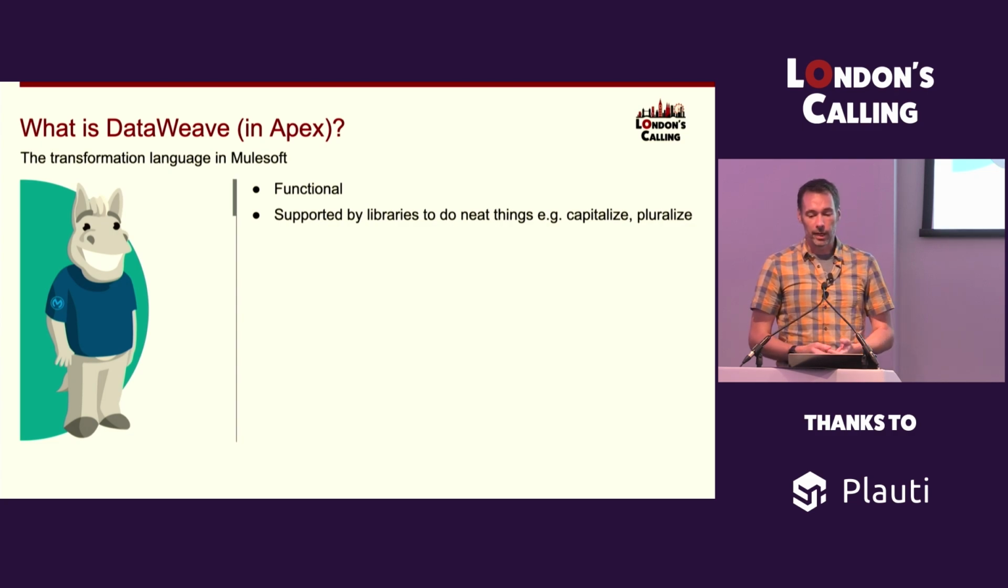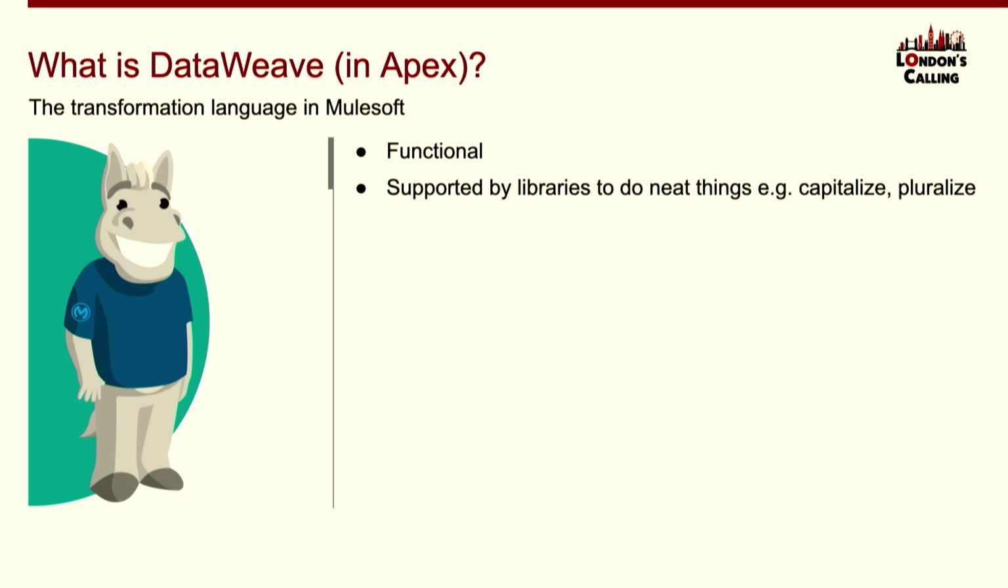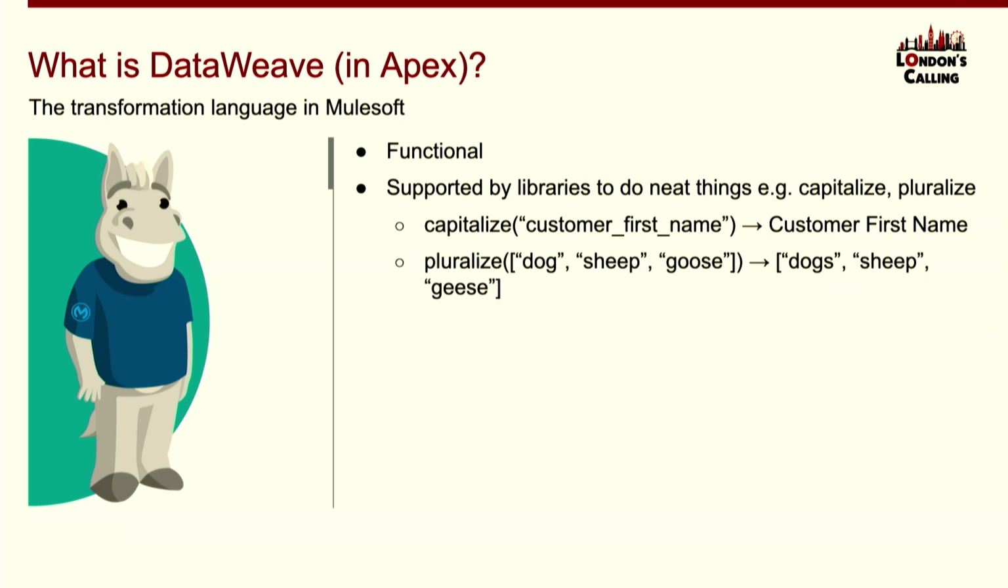And DataWeave is supported by a whole bunch of standard libraries to do clever tricks with that data. So it has functions like capitalize, which is quite clever. It can understand what snake case is and turn that into title case. It has a really cool pluralize that understands that dog, sheep, goose goes to dogs, sheep, geese, which sounds like a kind of pointless trick. But if you think about a scenario where you're taking something like an invoice with line items and trying to generate a description, this is exactly the sort of transformation that you might need and would be painful to do in Apex. It can be run as a CLI tool.